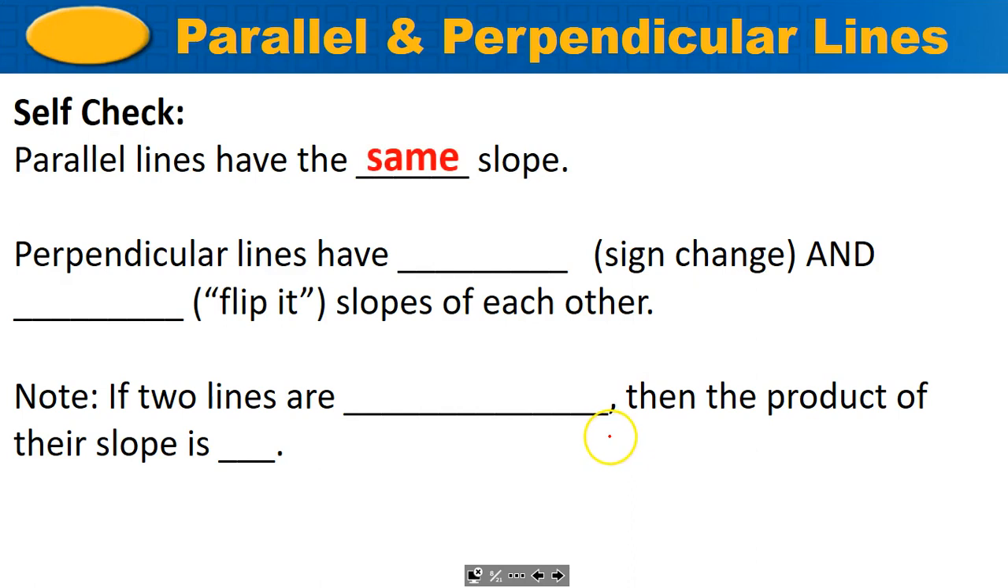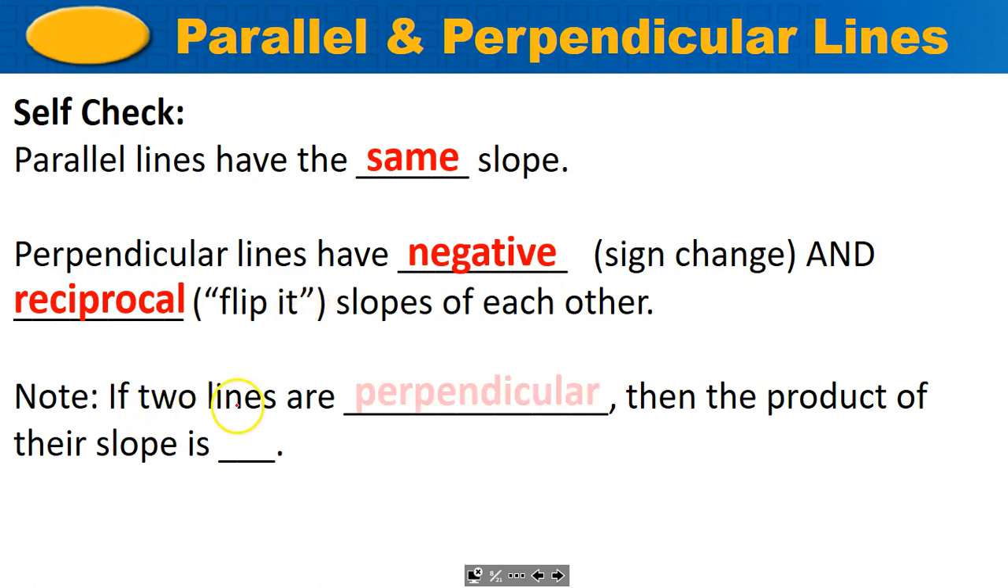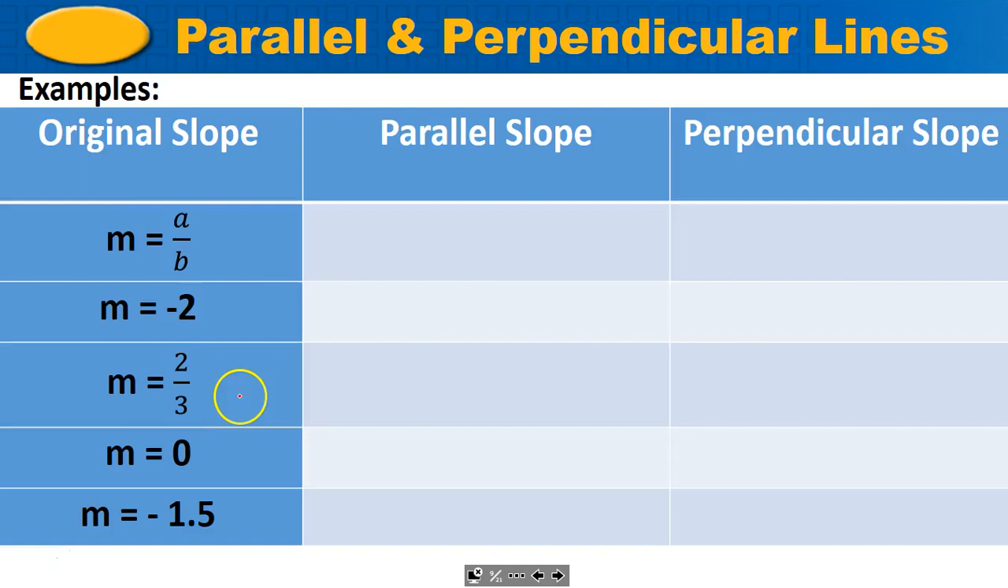So parallel lines have the same slope. Perpendicular lines have negative reciprocal slopes of each other. Remember, the negative means you're going to change the sign, and the reciprocal means you're going to flip the numerator and denominator. And then note, if two lines are perpendicular, then the product of their slopes is -1. Okay, so now we're going to work through these slopes here, and we're going to talk about what the parallel slope is and what the perpendicular slope is. Parallel means same, so the parallel slope to A over B is A over B. For the perpendicular slope, we're going to change the sign. It was positive, so it's going to become negative, and we're going to flip the A and the B. So this is going to be -B over A.